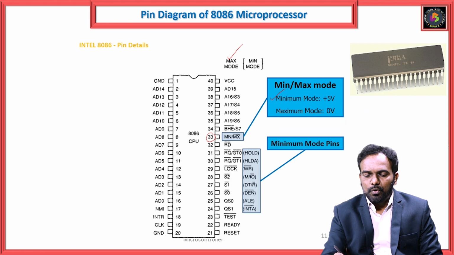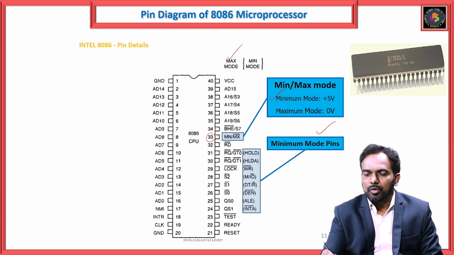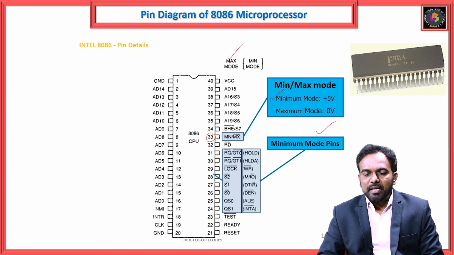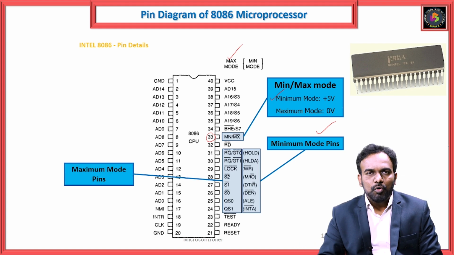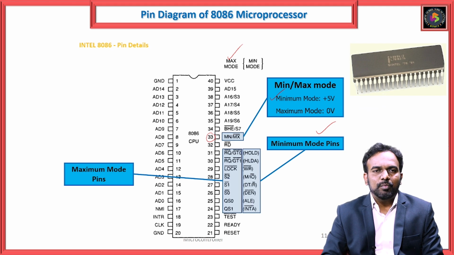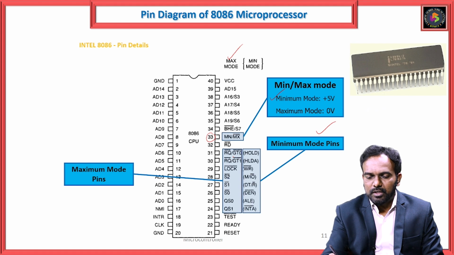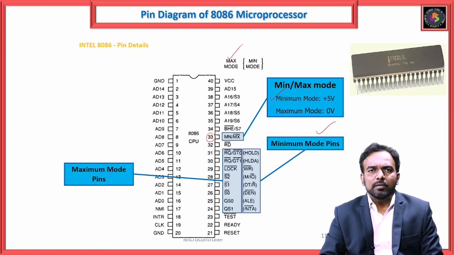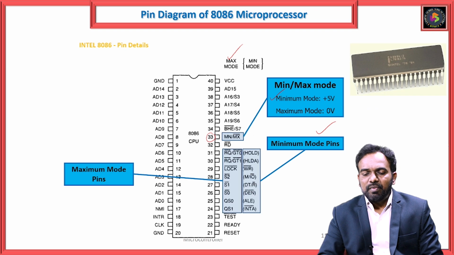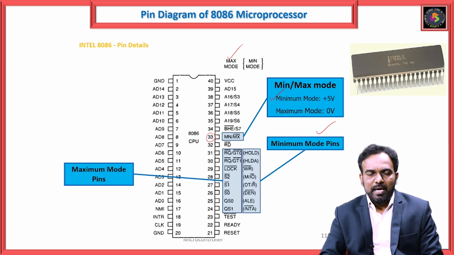Pins 24 to 31, from INTA to HOLD, act as the minimum mode pins when pin 33 is at plus 5 volts or logic 1. When we make MN/MX bar equal to 0 volts or logic 0, we can operate our 8086 microprocessor in maximum mode by using the QS1 to RQ/GT0 pins. In that way, you can operate our 8086 microprocessor for minimum mode operation and maximum mode operation.